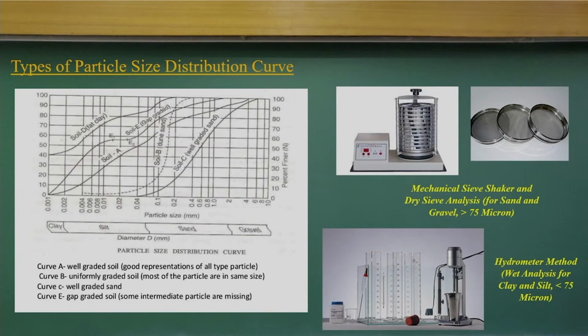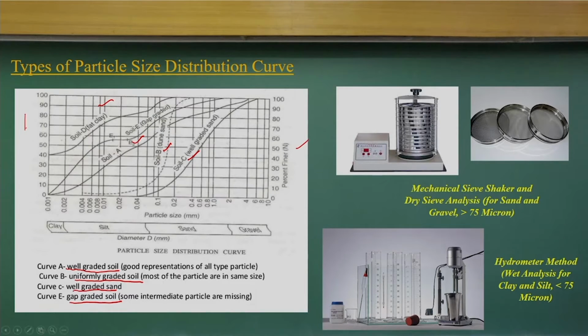Now, based on the particle size distribution curve, we define the type of soils. Well graded soil, uniformly graded soil, well graded sand and gap graded soils all have different soil characteristics. If you look at the A, B, C, D curves, with particle size and percentage of finers, you can see these S curves for different types of soils, and based on that we define the type of soils for us.